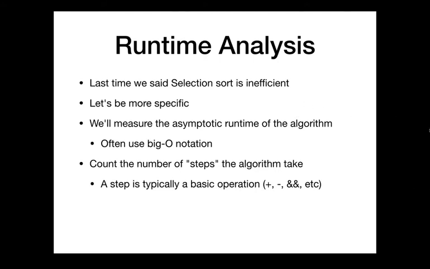We saw that selection sort was inefficient. It wasn't just a bad algorithm, but I also had a bad implementation of it. We'll talk about that in the next few slides. But how do we actually measure how good or bad an algorithm is in terms of runtime? And for that we use big O notation, which is an asymptotic measure of the number of steps an algorithm takes to accomplish what it's supposed to do.